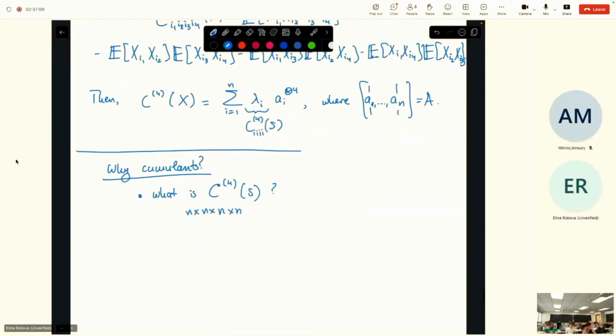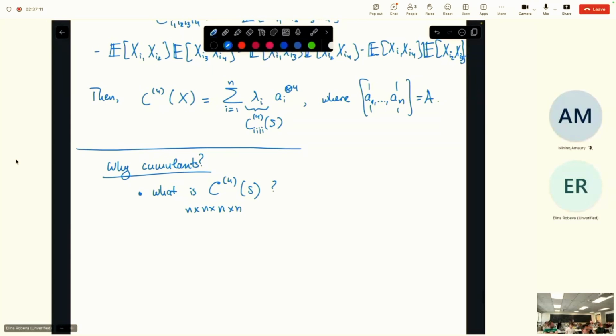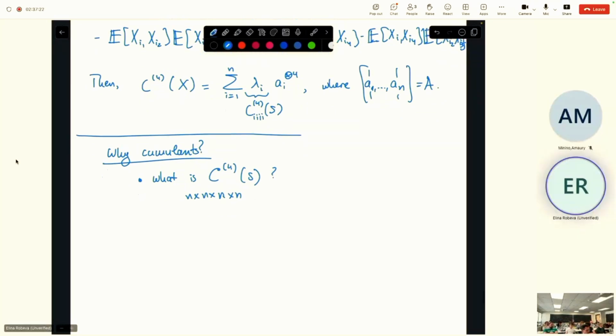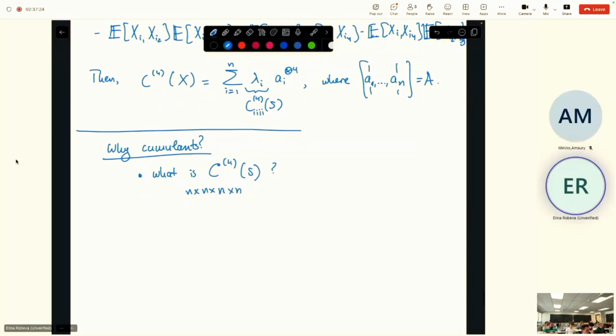Is it like the sum of the cumulants of the entries, because cumulants are additive for independent variables, I think? We'll talk about this actually. But maybe it's simple to just look at one entry. So let's look at an entry I1, I2, I3, I4, where all of these are different.